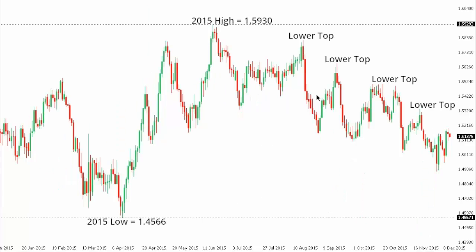Sterling dollar. So cable continues to make a series of lower tops and lower lows off that 2015 high at 159.30, and a fresh lower top is now sought out somewhere below the most recent lower top at 153.36, in favor of the next downside extension towards the 2015 low at 145.66.